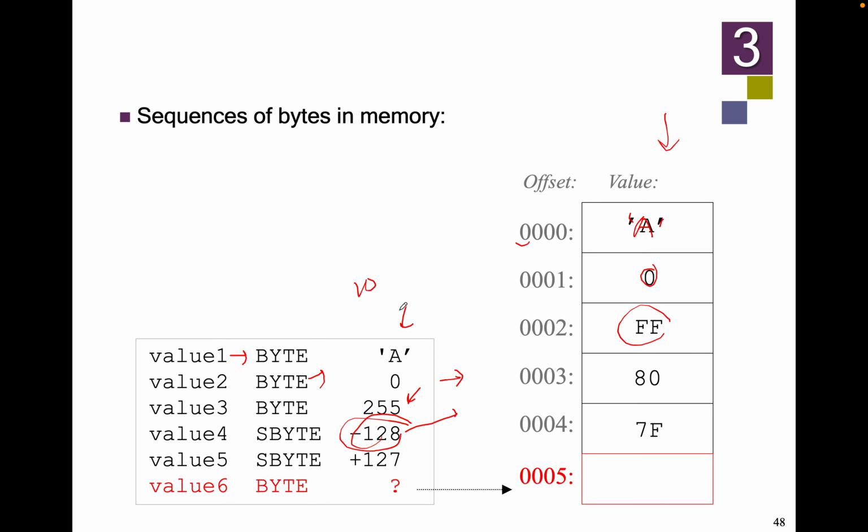Please try to do it also with a calculator to check the answer. And for positive 127, we convert to hexadecimal, and this is the answer. And lastly, it says value 6 byte, and I don't know whether it's empty or it's put a question mark. So it is supposedly nothing here if nothing is put.